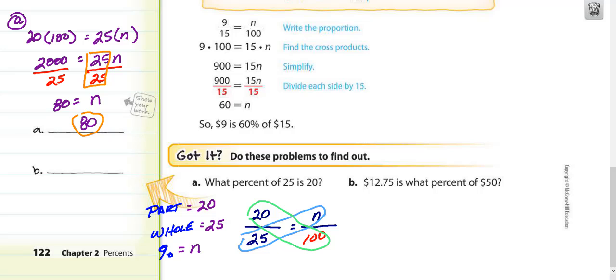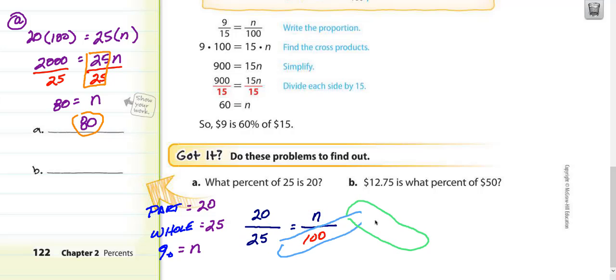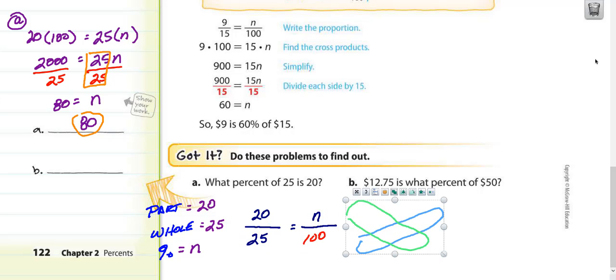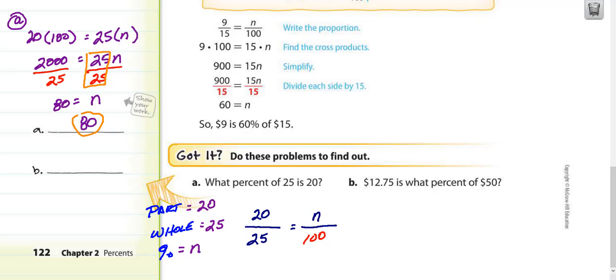The second way that you can solve this is you can say, let me get rid of that so it's not confusing us. The second way is you can say, okay, I know that 25 times 4 makes 100. How much is 20 times 4? Because if it's going to stay equal, I have to do the same thing to both sides. And 20 times 4 does make 80. N is equal to 80.